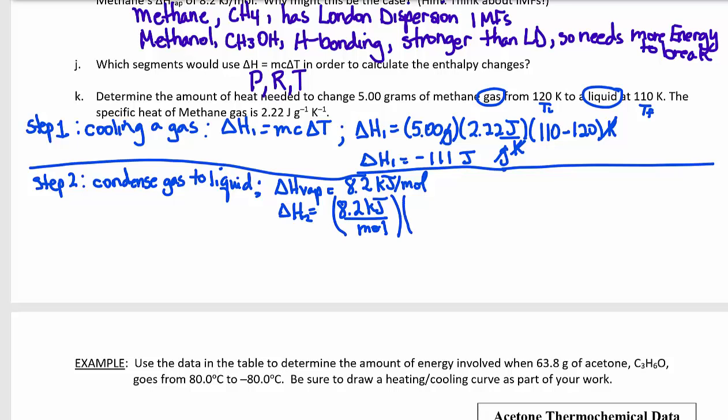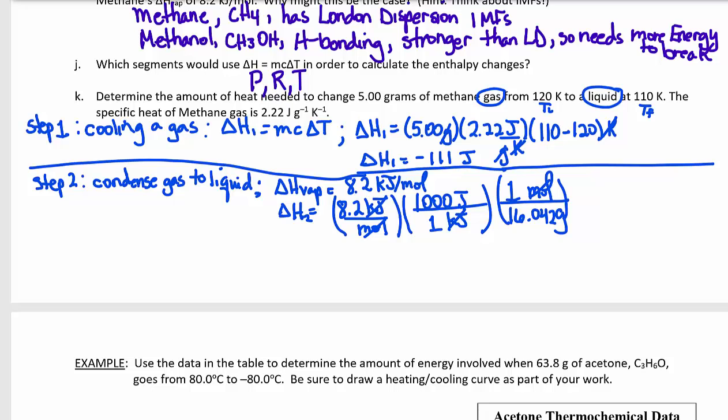But I need to put that in joules of heat. So there are 1,000 joules for every 1 kilojoule. My kilojoules will cancel. I am now left with joules per mole. I know I have 5 grams, but my 5 grams isn't going to work with this mole. So I need to get rid of my mole, and I need to convert to grams. So for every 1 mole, I'm going to use the molar mass of methane because it's grams per mole, and the molar mass of methane is 16.042 grams. For every 1 mole of methane, my moles cancel because I have 1 in the numerator, 1 in the denominator.